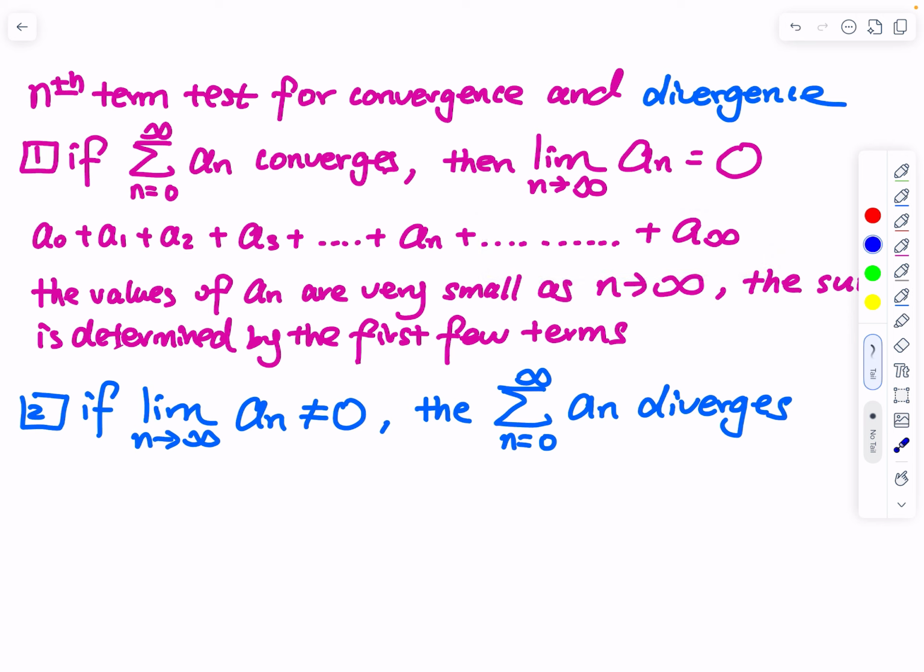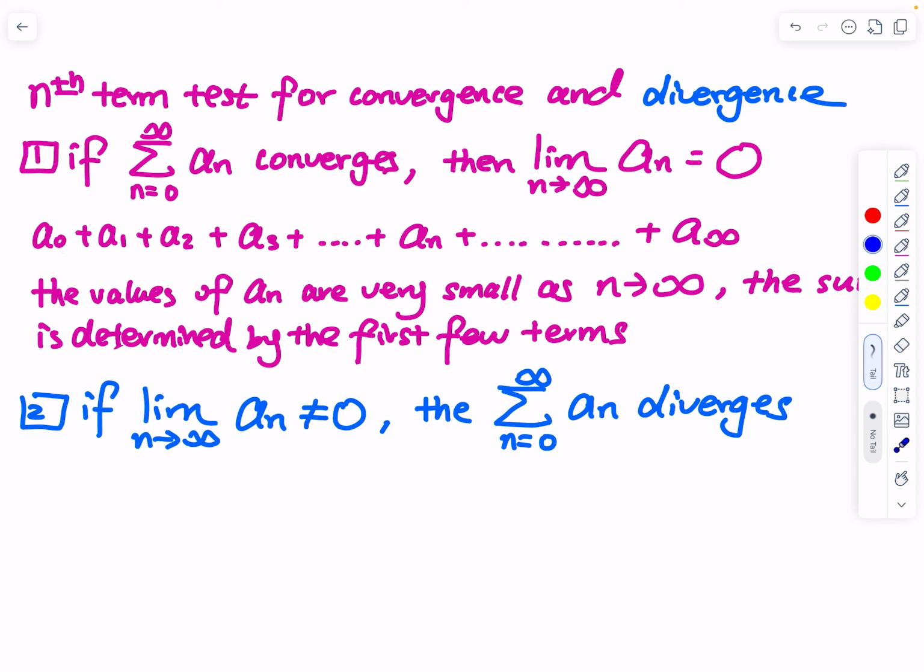Therefore, the series converges. Just like I said, the values of a_n are very small as n approaches infinity. If you write out the entire line, we are looking at these terms when n is very large. If these numbers are so close to 0, then if you look all the way to the right-hand side, we are just adding up a bunch of values so close to 0 that it is not going to make the sum really big. Therefore we say the series converges, and the sum is only determined by the first couple of terms.